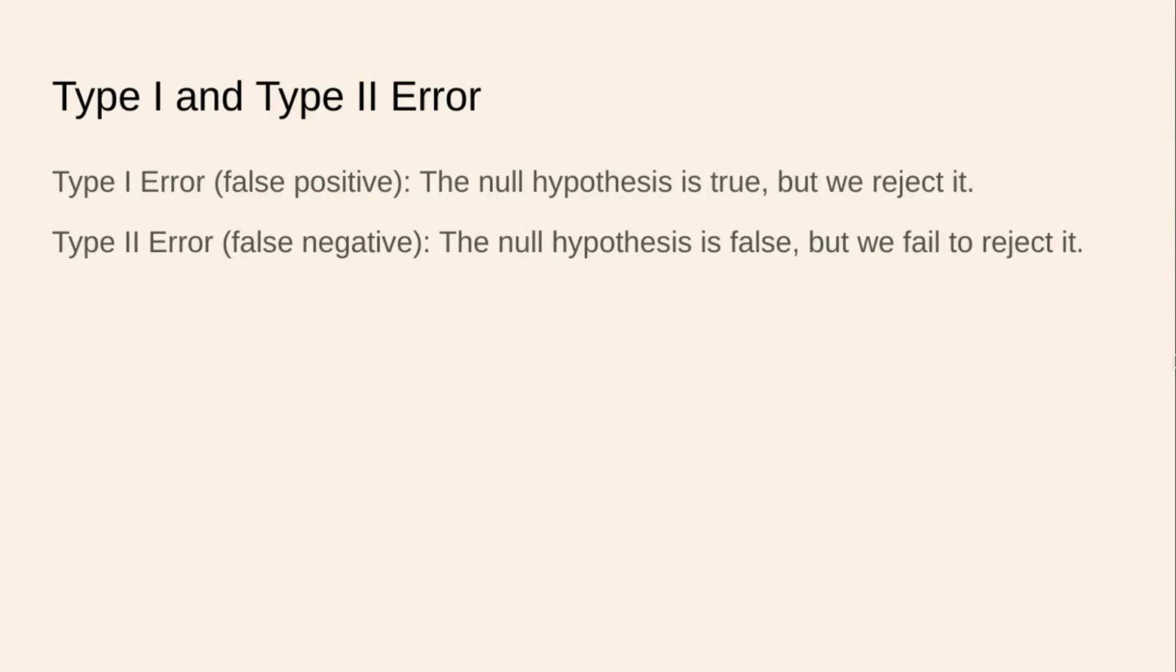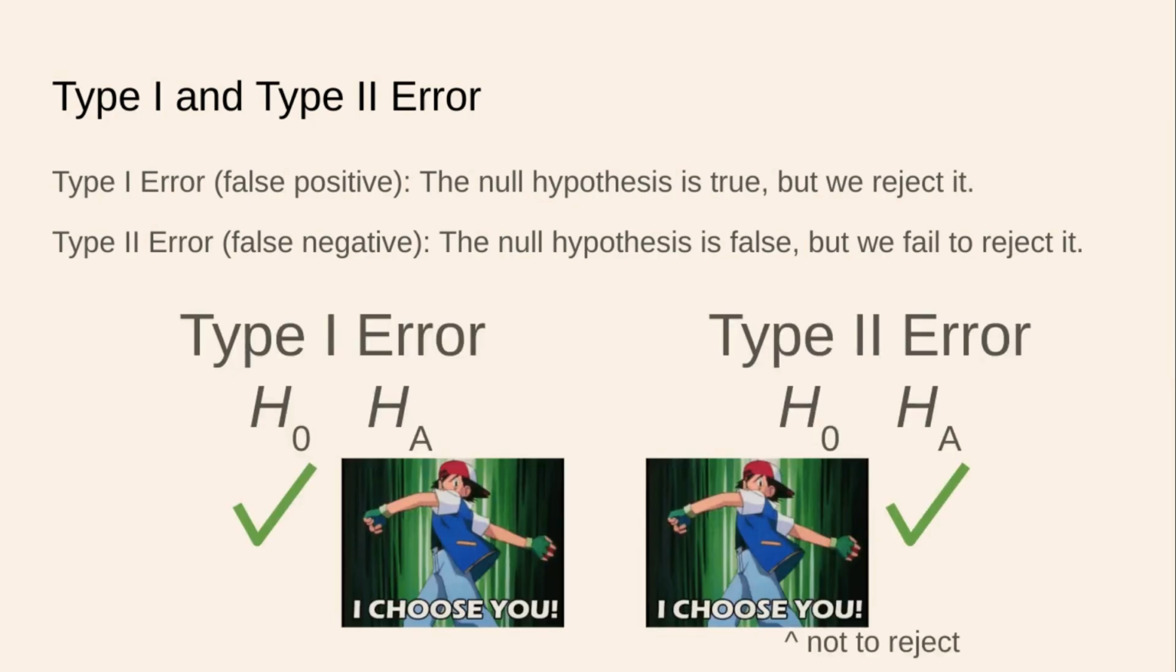I find that a visual representation of these types of error is helpful, so here's one that I hope works for you. With type 1 error, we should not reject the null hypothesis, but we do. And in type 2 error, we should reject the null hypothesis, but we don't. So there you go. Hope that helps you.